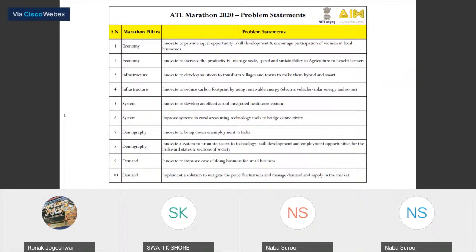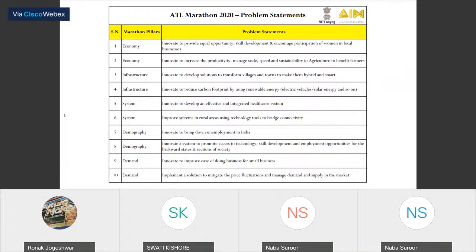Next, you go to demography. The demographic dividend of India is at the highest at this particular point of time. This also gives us the responsibility of ensuring that each one of us is employed and contributing our bit to the GDP of our country. So innovate to bring down unemployment in India is something which is extremely important.